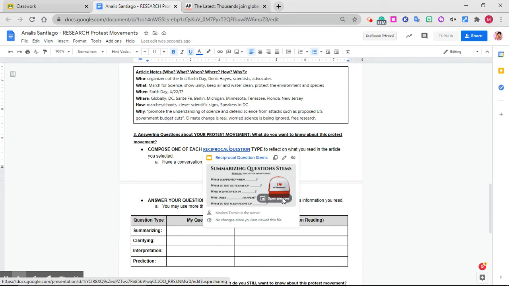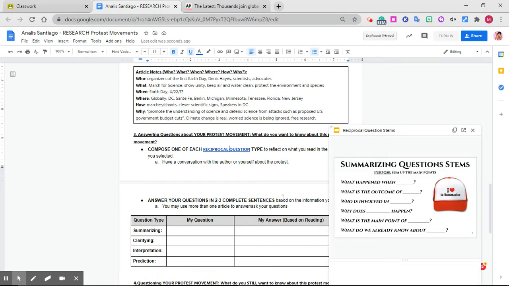If you click Open Preview, you can have the presentation open right on the side so you can type on the document at the same time. So the first thing that you're going to think about is something that happened in the article. Those blanks are going to be the topics from the article. So this is going to be about creating the questions.